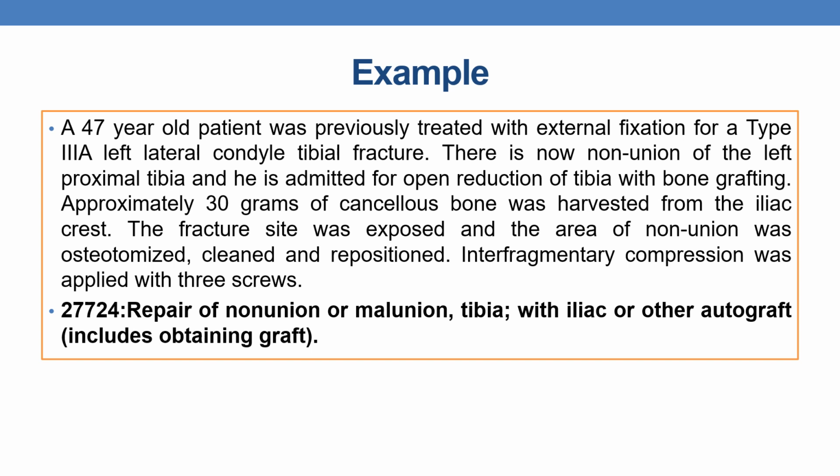And the fracture site was exposed and the area of non-union was osteotomized and cleaned and repositioned. Interfragmentary compression was applied with 3 screws. So here the CPT is 27724. Repair of non-union or malunion, tibia, with iliac or other autograft.